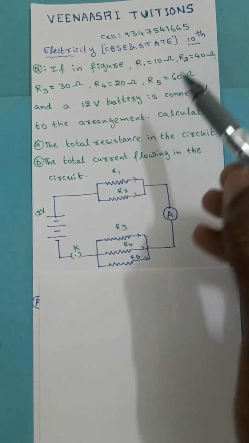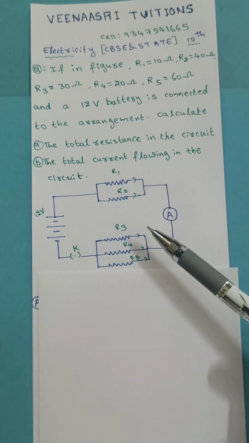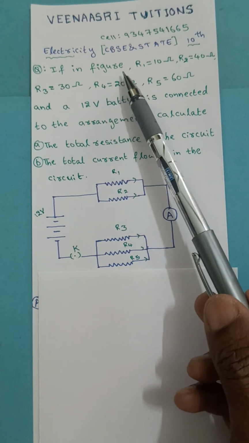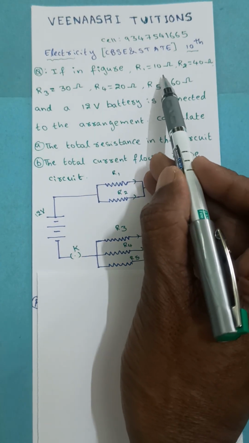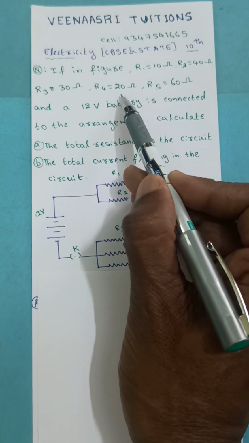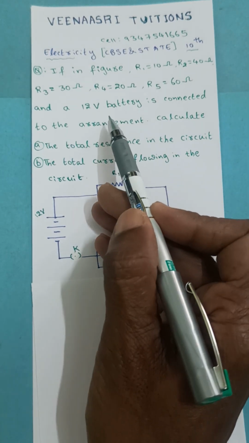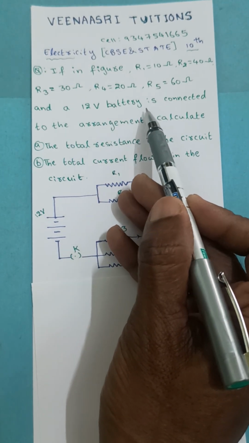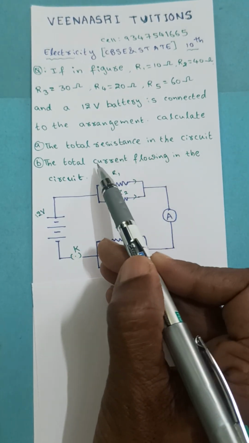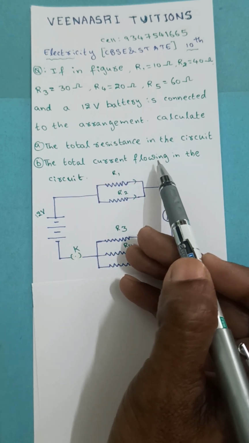Electricity, CBSE and State. In this we discuss one problem. So, question and given answer, circuit diagram. Now, in the figure R1 is equal to 10 ohms, R2 is equal to 40 ohms, R3 is equal to 30 ohms, R4 is equal to 20 ohms, R5 is equal to 60 ohms, and a 12 volts battery is connected to the arrangement. Calculate the total resistance in the circuit. Calculate the total current flowing in the circuit.